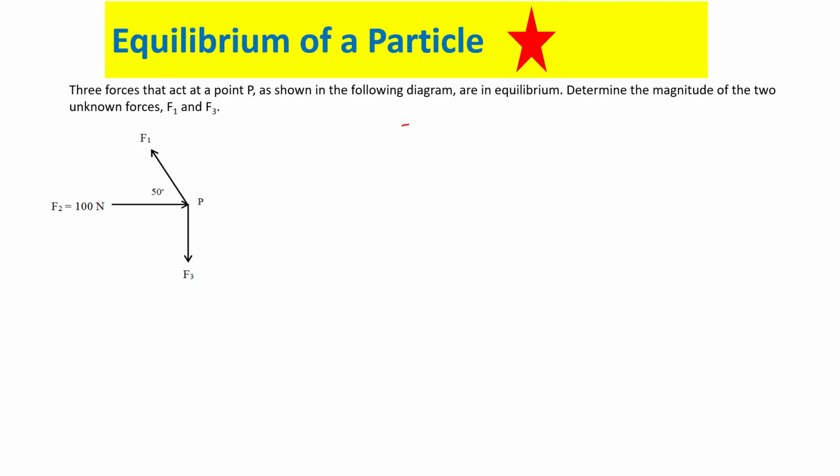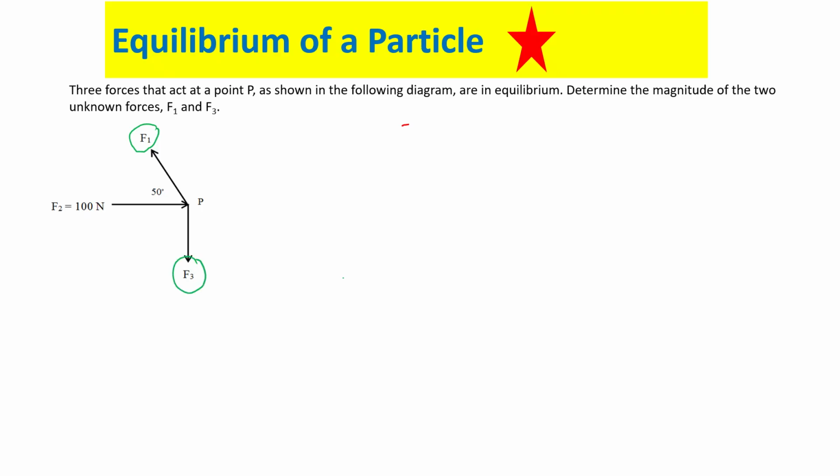So you can have two methods to do this. One is considering the component method, and the other one is considering the vector diagram method. We are going to do all three. So let's do the component method first. So they are asking us to find these two. Let's do the vector diagram method.